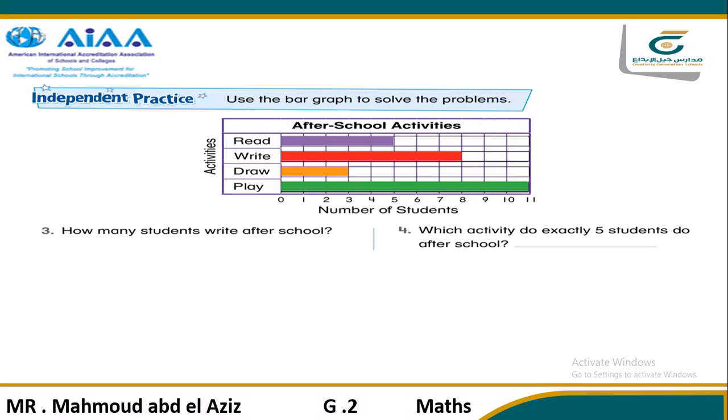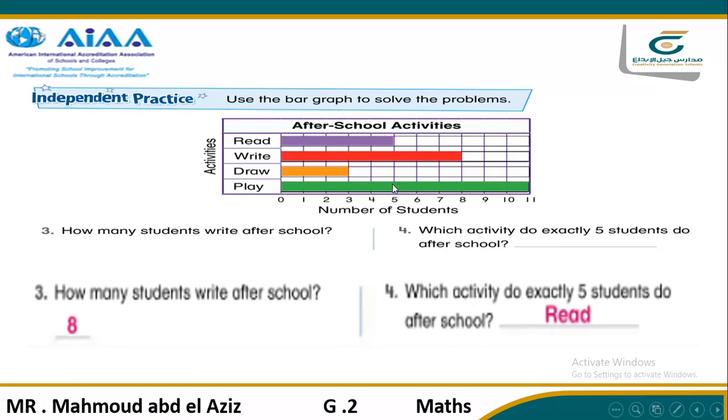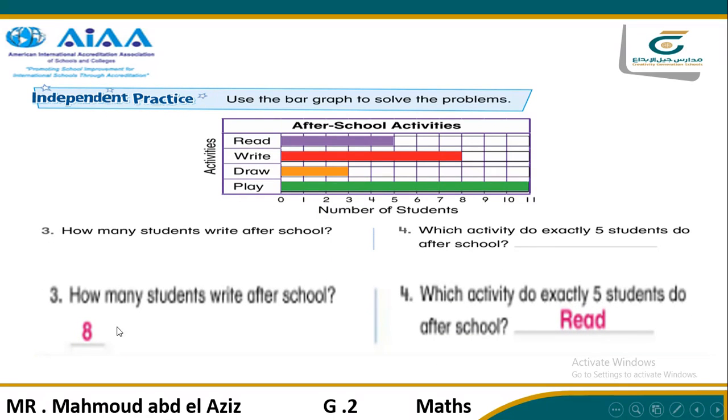So here, how many students? It's 8 students. Another question: which activity do exactly 5 students do after school? So we look for number 5 here. Yes, we found number 5, and we have here purple. It's purple for the activity of read. So which activity do exactly 5 students do after school? It's read. Excellent. So here we write 8, and here we will write read.